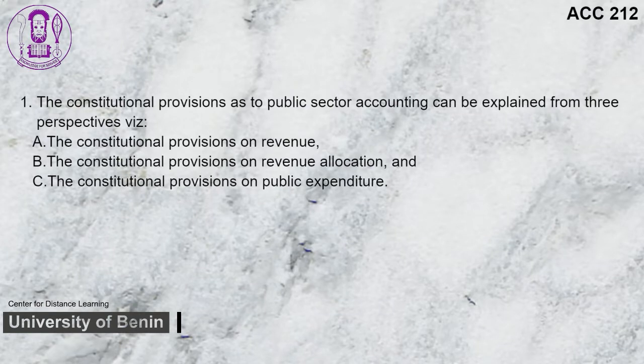1. The constitutional provisions as to public sector accounting can be explained from 3 perspectives, viz. A. The constitutional provisions on revenue. B. The constitutional provisions on revenue allocation, and C. The constitutional provisions on public expenditure.